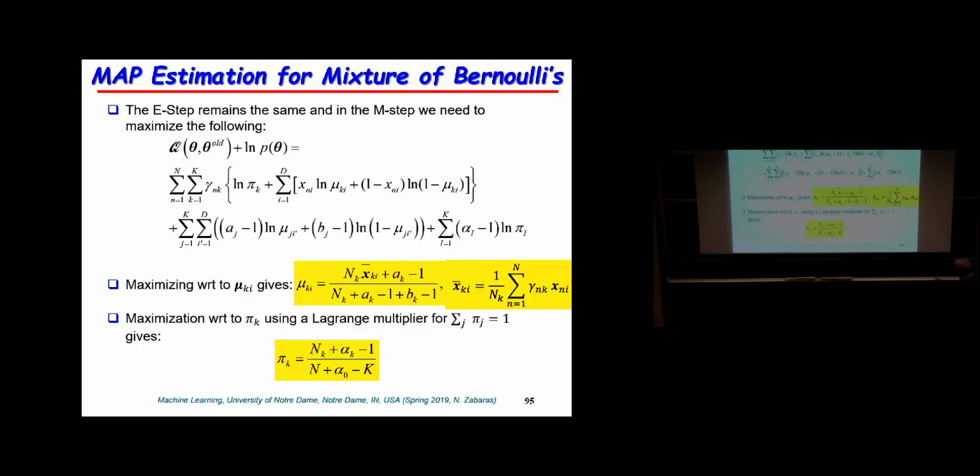So you basically get results that are very familiar from an earlier Bayesian lecture. Instead of having pi k being nk over n, now it's nk plus alpha k minus 1, divided by n plus alpha 0 minus k. And remind me, what is alpha 0 for the Dirichlet distribution? What is alpha 0? It's a shorthand notation of what?